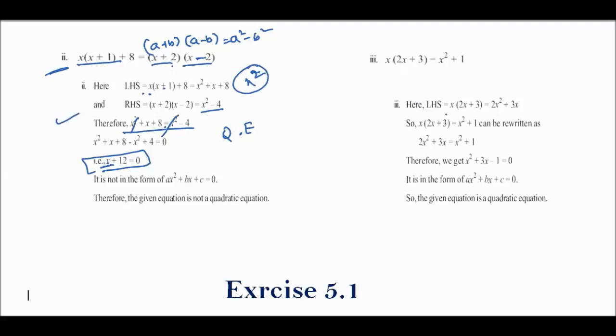Same here also. First we do the left hand side, 2 into x square, 2x square plus 3x, and equal to this one. It will come here, and 2x square minus x square is equal to how much?